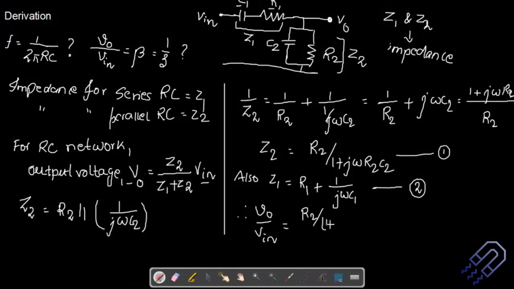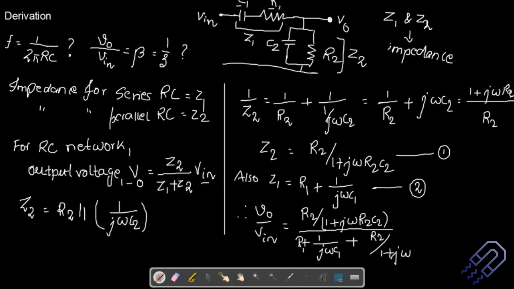So it is Z2 on top, so I just take R2 divided by 1 plus J omega R2 C2, and then I divide this by Z1, which is R1 plus 1 divided by J omega C1, plus Z2, which is R2 divided by 1 plus J omega R2 C2.